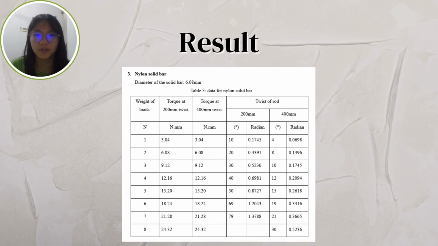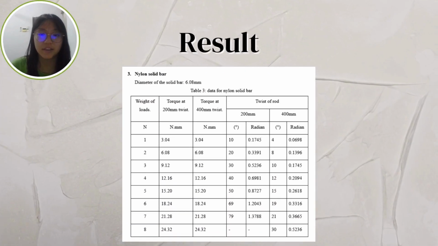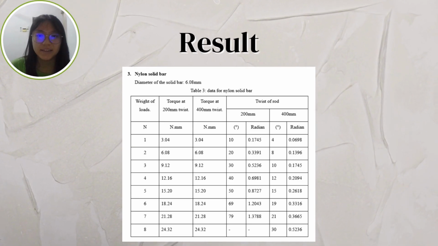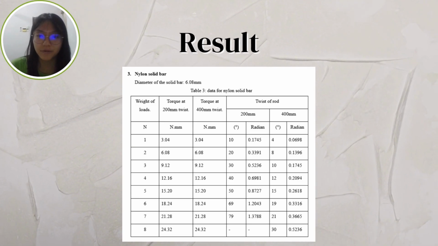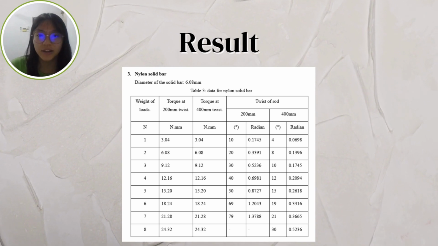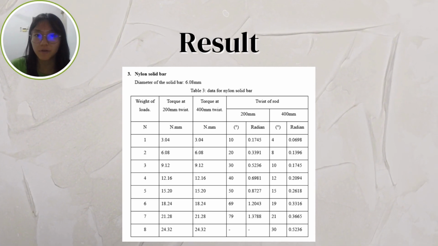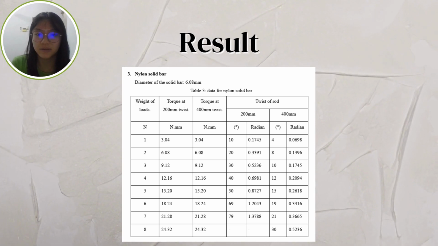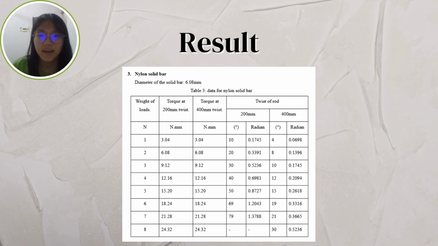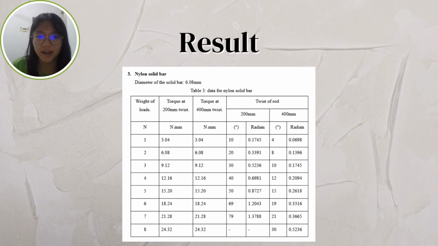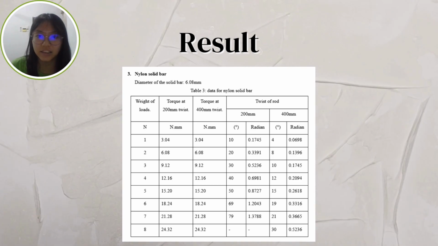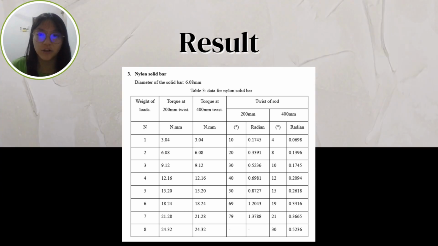So next is the nylon solid bar. The diameter of the solid bar is 6.08 mm, and the load increment is different from the previous one, which is 1 Newton from 1 Newton until 8 Newton. As you can see, when the load reaches 8 Newton, at 200 mm the twist is overload.